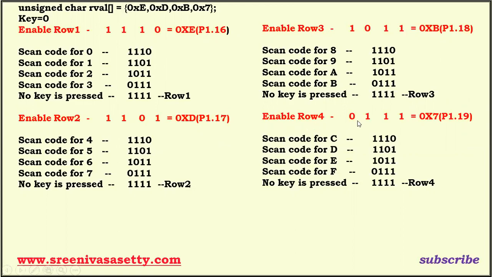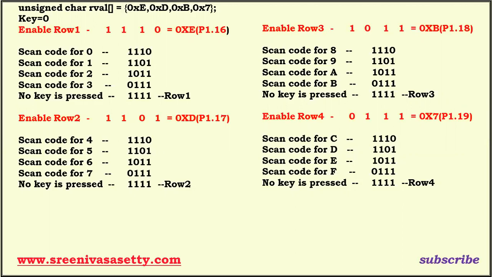To enable row 4, we are going to use this particular data, 0, 1, 1, 1. This is row 1, row 2, row 3, row 4. Therefore, this is the data to enable row 4, and we are going to control row 4 using the P1.19 line. We have to configure 16, 17, 18, 19 as output because we have to write this data. Only then can we read, otherwise it is not possible to read. Then we have 3 different types of code: the scan code, hex code, and ASCII code. Basically, the keyboard gives a scan code.